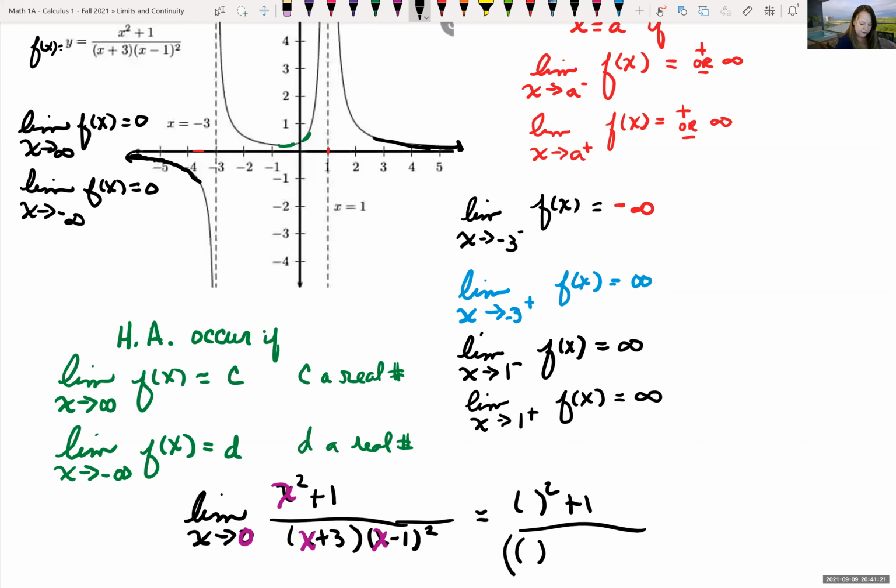If we plug in 0 wherever we see an x, we get 0 squared plus 1 in the numerator, all over 0 plus 3 in parentheses, all times 0 minus 1 quantity squared. Simplifying, I have 1 in my numerator, and we have 3 all times negative 1 squared. Well, that's positive 1, and positive 1 times 3 is 3. So we have 1/3.